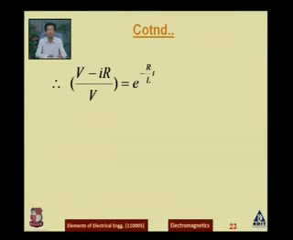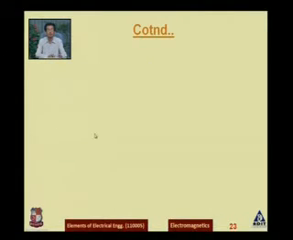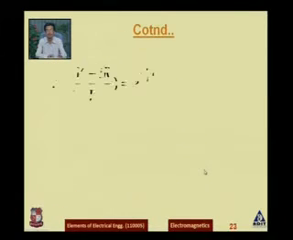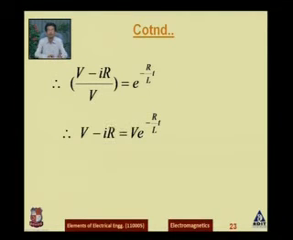Now again applying the logarithm rules, if we put this log E in the right hand side, what will happen? We will get (V minus IR) divided by V is equal to E raised to minus R by L into T. So in this equation we can write V minus IR, and this V we are putting at the right hand side. So what happens? The equation will become V minus IR is equal to V into E raised to minus R by L into T.